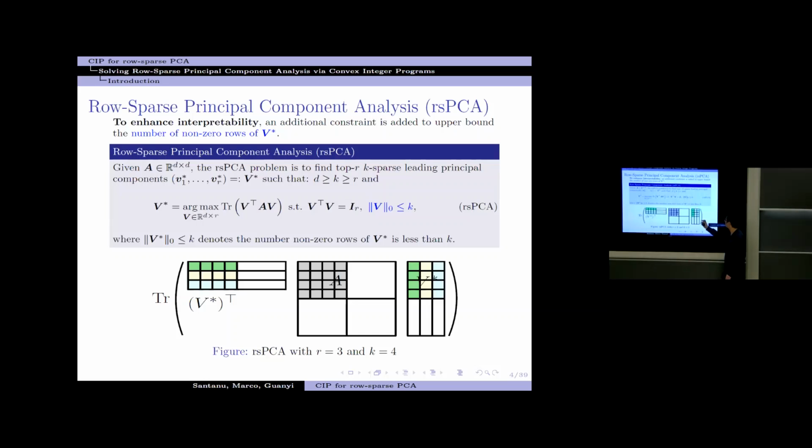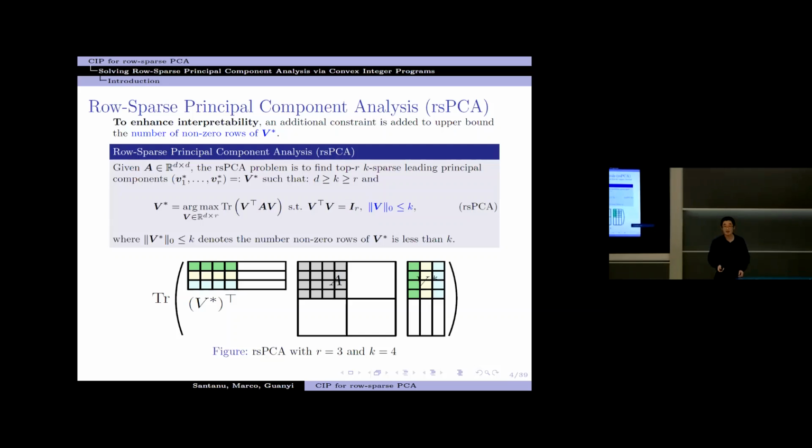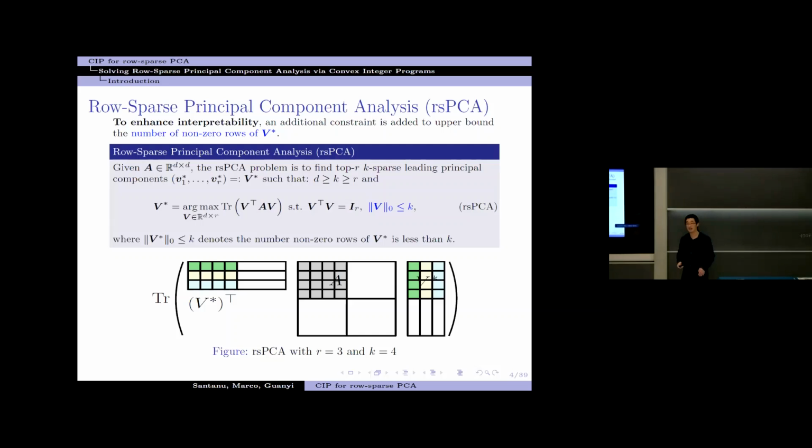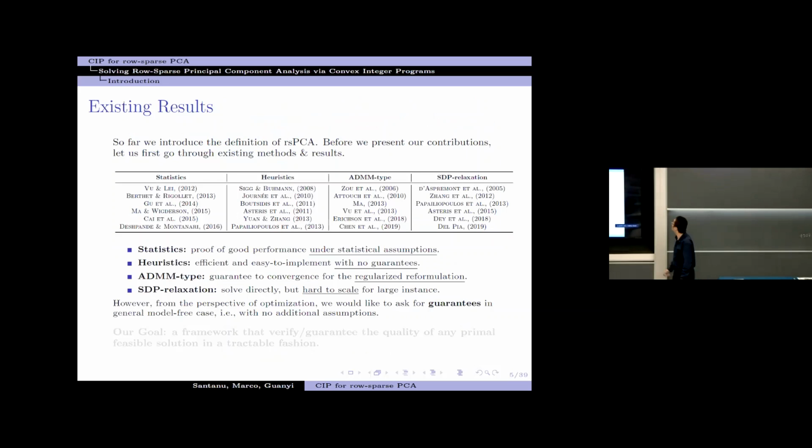So here is an illustration. I give you the covariance matrix, but I tell you that I only want at most 4 rows which are non-zero. So these 4 rows are non-zero, and the rest of them are zeros. If we consider the objective function value, the rest of the part we do not need to think about. We just ignore them. So this is the definition of the sparse PCA problem.